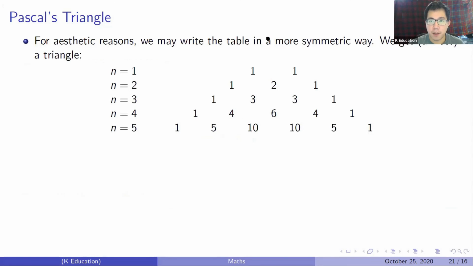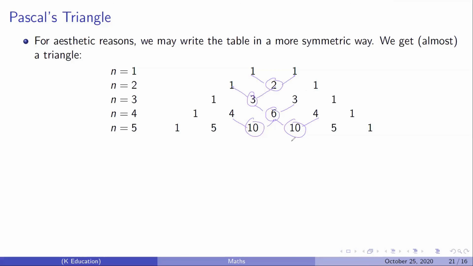So the pattern is that each number is the sum of the two numbers on the left and the right hand side in the previous row. So 10 is 4 plus 6, 6 is 3 plus 3, 3 is 1 plus 2, 2 is 1 plus 1. Okay, so that's how this triangle works.